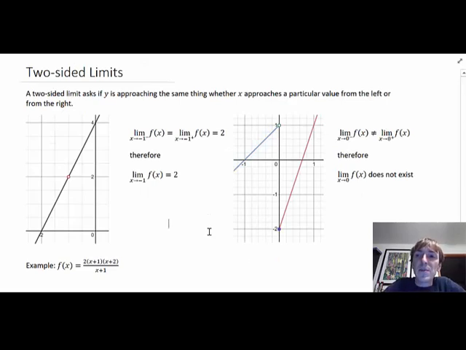So a two-sided limit is pretty simple if you understand a one-sided limit. A two-sided limit is asking if y is approaching the same thing when x approaches a particular value from the left or from the right. So it's asking, is the left-hand limit equal to the right-hand limit? If so, then that value is what we call the two-sided limit.